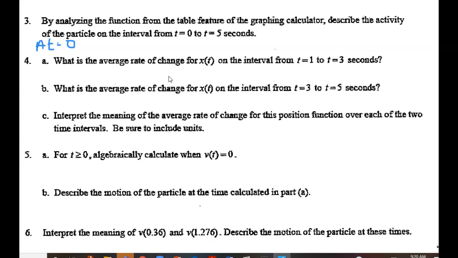we should notice that this is when the particle starts to move. At t equals 0, the particle would be 3 inches to the right. How do I know this? I know this because at t equals 0, the answer I get is 3. So what that means is the particle starts 3 inches to the right of the origin.